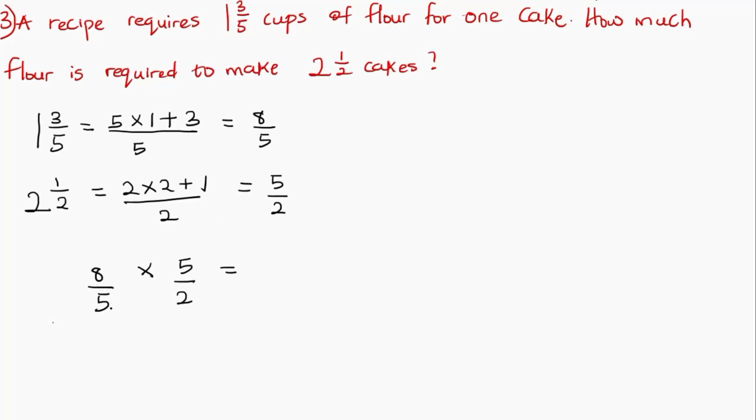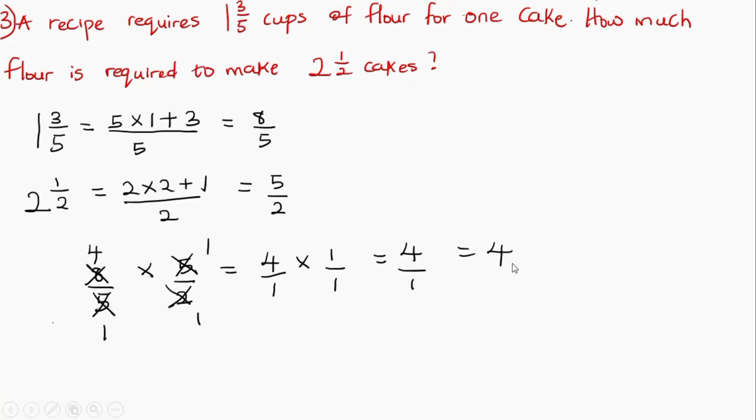Alright, now we can easily cancel out 5 into 5, 1. 5 into 5, 1. This can still go. 2 into 2 is 1. 2 into 8 is 4. So we have this to be 4 over 1 times 1 over 1, which is 4 times 1, 4. 1 times 1 is 1, which is equals to 4. So the amount of flour required to make 2.5 cakes is what? 4 cups of flour. So let's take a look at the last example in this video.